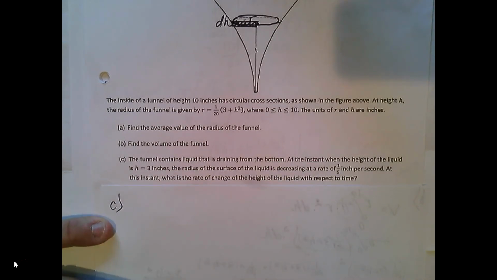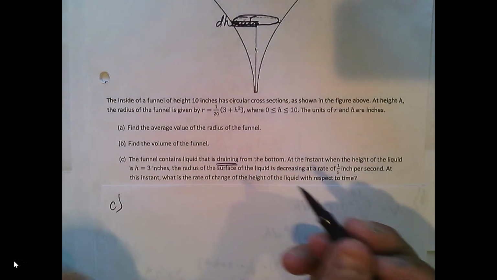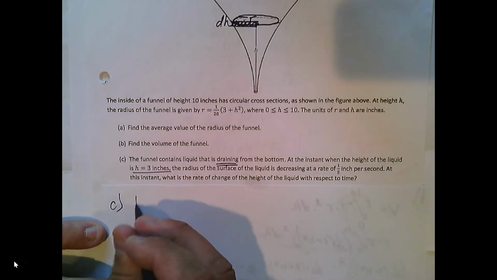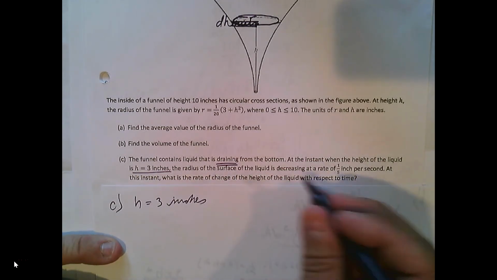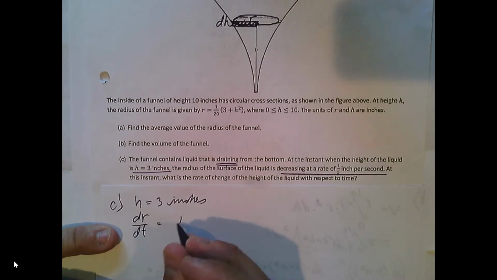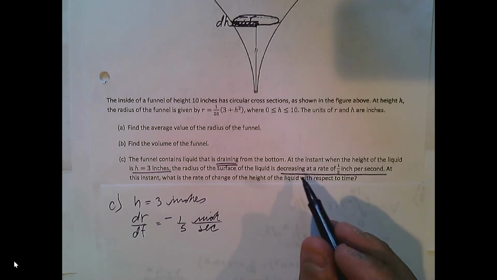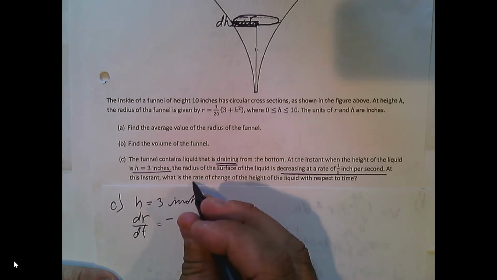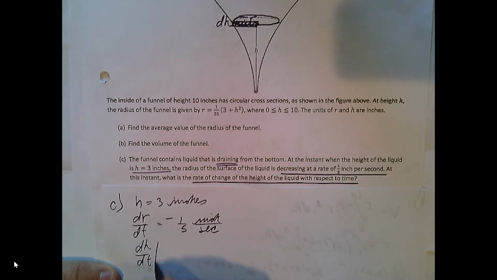Okay, hold on a second. The funnel contains liquid that is draining from the bottom. Okay, we are losing liquid. At the instant when the height of the liquid is 3 inches, h equals 3 inches, the radius of the surface of the liquid is decreasing at a rate of 1/5 inch per second. What that's telling me is dr/dt is 1/5 inch per second, but it has to be negative because we're decreasing. At this instant, what is the rate of change of the height of the liquid with respect to time? What is dh/dt at the time when h equals 3? That's what we're after.